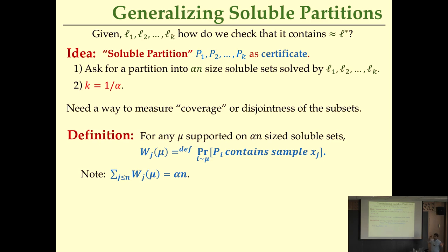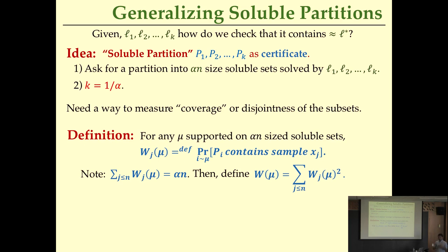And so now I want to define a notion of coverage. What does coverage mean? Before I write it down, let's intuitively understand what we want. In a soluble partition, all the w_j of mu's were basically equal. So this vector of w_j of mu's as j varies was completely uniformly spread out. That's the greatest thing for me. It covers every sample equally. I would like to aspire to that ideal. So I'm going to define this measure of how spread out I am via the sum of the squares of the w_j's.